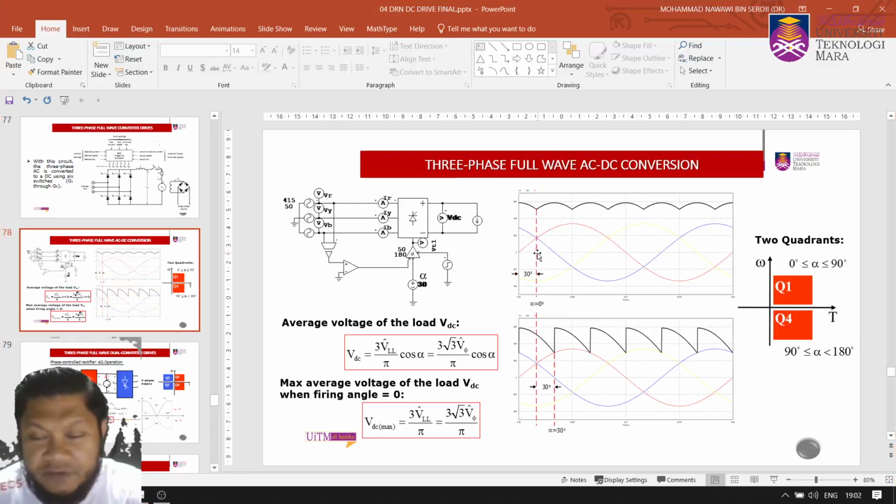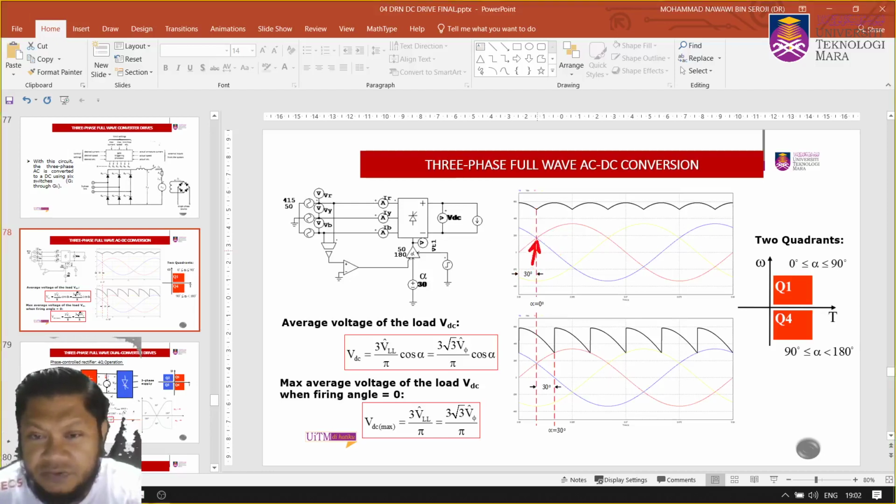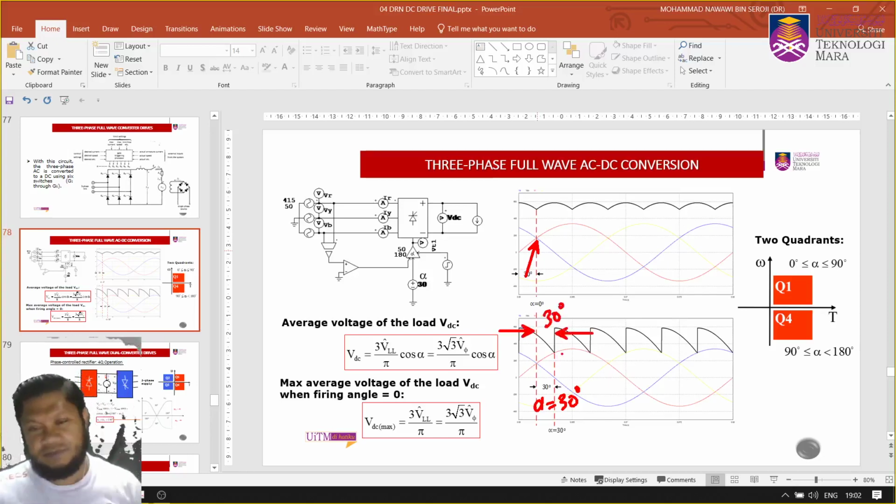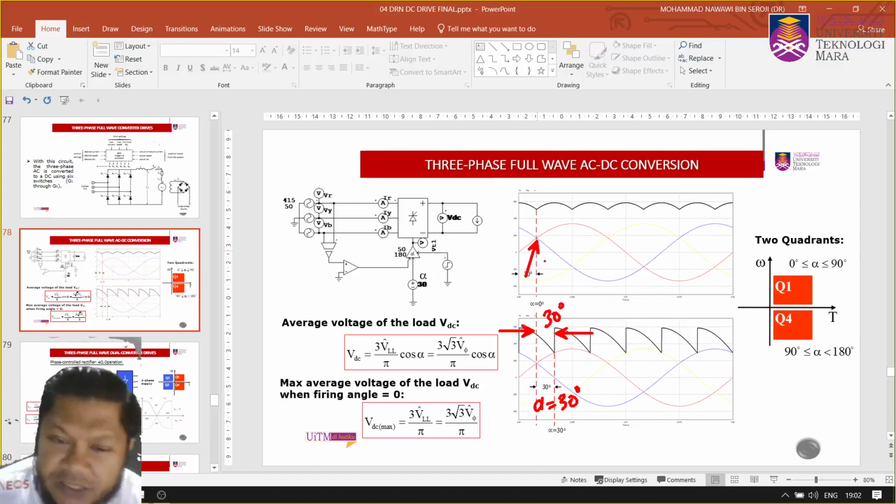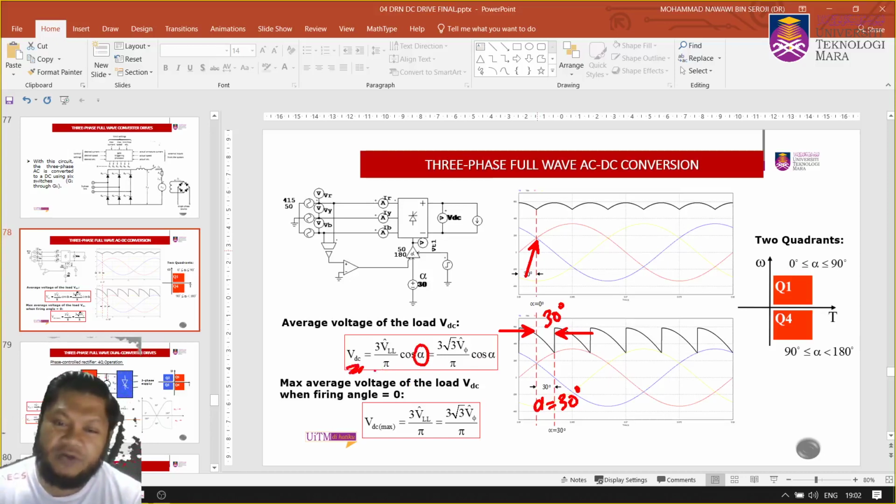So alpha starts from here, this is alpha equals 0, and then if you increase further, for example here, you have alpha equals 30 degree. From that point to that point is 30 degree. Right? So if you want to find the average value, you just put that into this equation and you will get the average value of the output here.